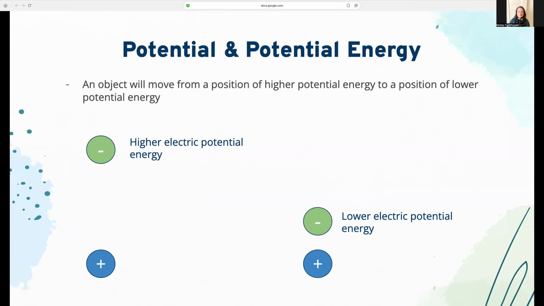The same thing is true with charges and electric potential energy. So that we have a negatively charged object and a positively charged object. And with distance, the farther away it is, the bigger the potential energy. So it wants to be closer, to a place of lower electric potential energy.